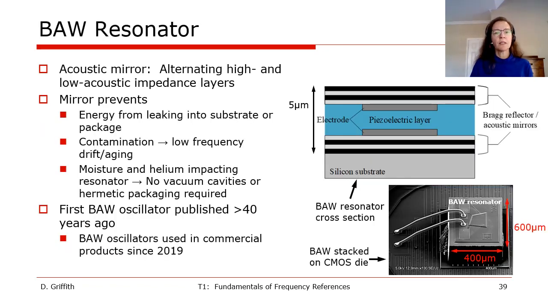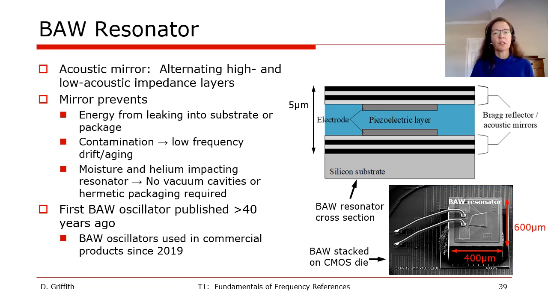Now let's look a little more in detail at BAW resonators. They're made with Bragg reflectors or acoustic mirrors, which are structures of alternating high and low acoustic impedance layers that reflect energy back into the piezoelectric film, shown in the middle. The better the mirrors are, the less energy leaks into the substrate or into the package material above, and the higher the Q. The Bragg reflectors also prevent contamination so that the resonator frequency drift versus time, otherwise known as aging that we discussed before, remains low.